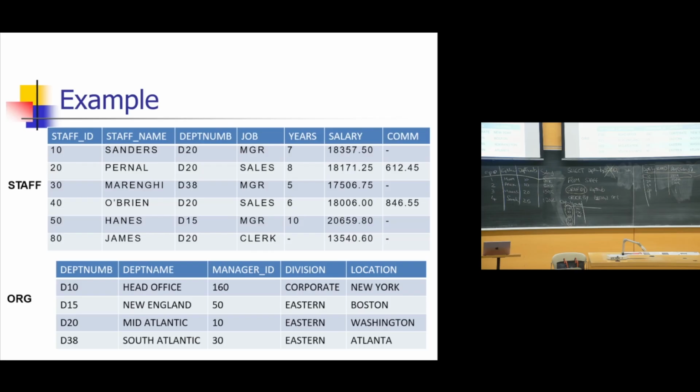Anyone else? How many different jobs do we have? Yes? 3. Which table did you look at? The job. Which table? The staff table. The job column, you mean? Yeah, the job column. And I looked at manager, sales, and clerks. Yeah, manager, sales, and clerk, let's say. So we have 3 different jobs in the table.